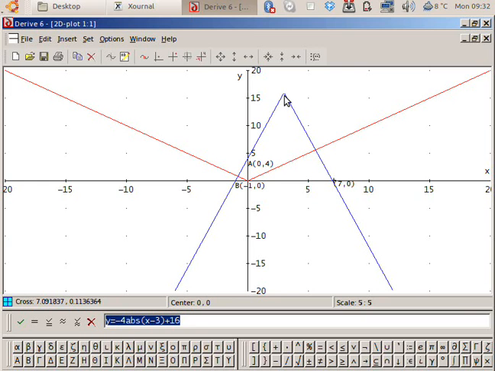Now unfortunately the absolute does not have a derivative, and we've not done the derivative of the absolute. When the absolute is 0? Yes, that's one way.